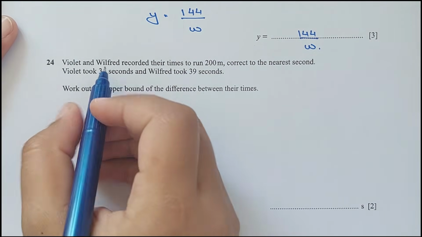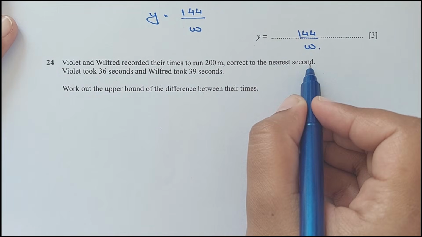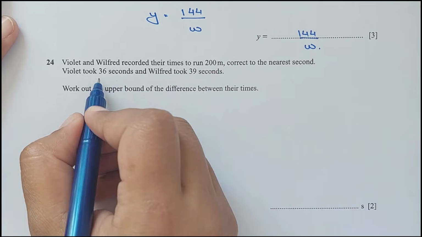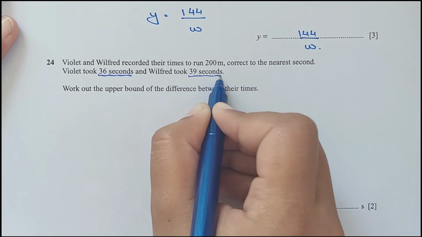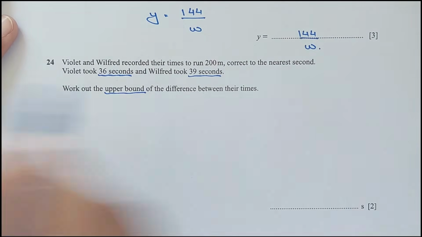Question number 24. Violet and Wilford recorded their times to run 200 meters correct to the nearest second. Violet took 36 seconds and Wilford took 39 seconds. Okay, work out the upper bound of the difference between their times.